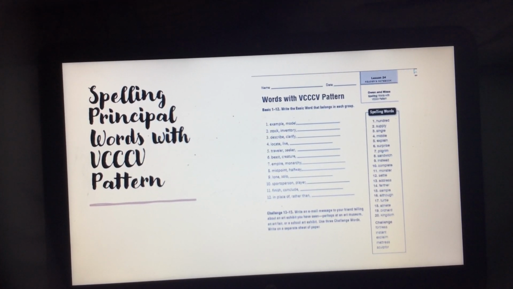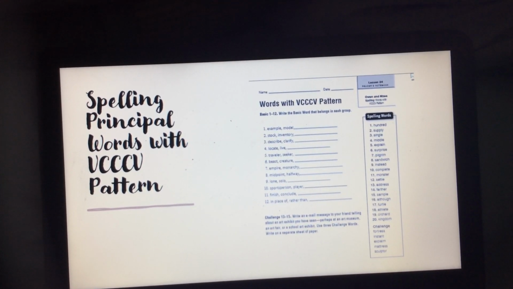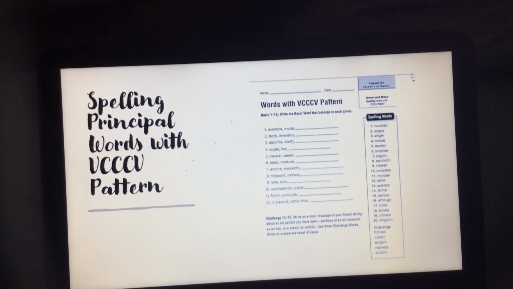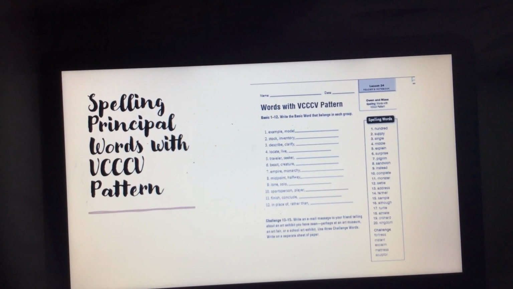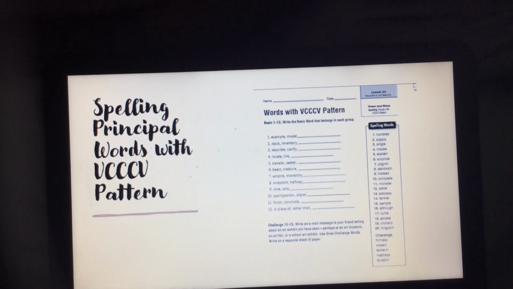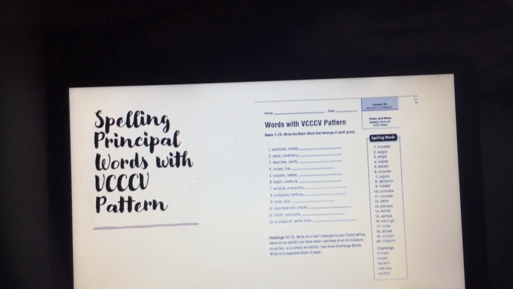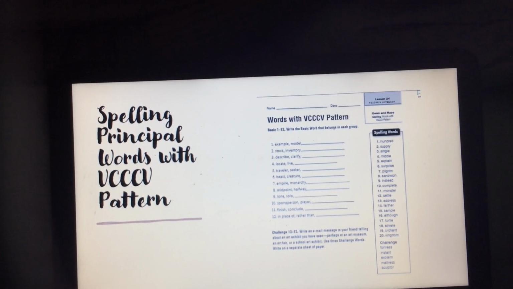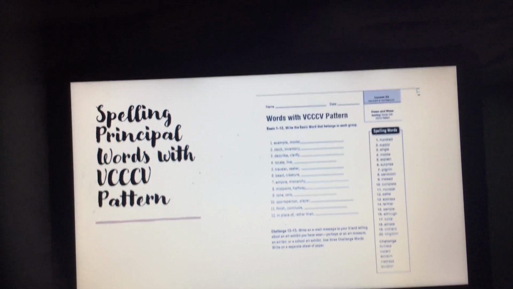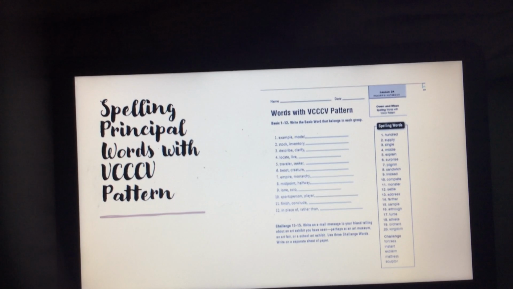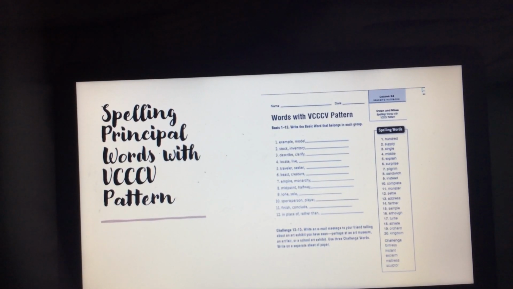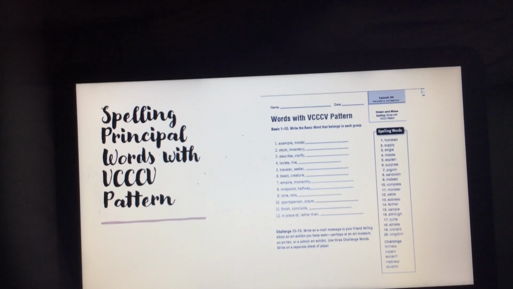Okay, so what we're going to do now, we're going to practice. We're going to be looking at our words with the VCCCV pattern, and we're going to use our spelling words over to the right and fill in the blanks there to the left. Let's look at the first one together. It says an example and a model. What word over in your spelling list would fit in that category there? Let's look down and see.